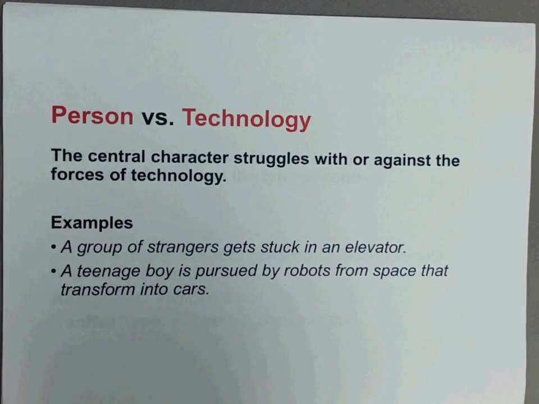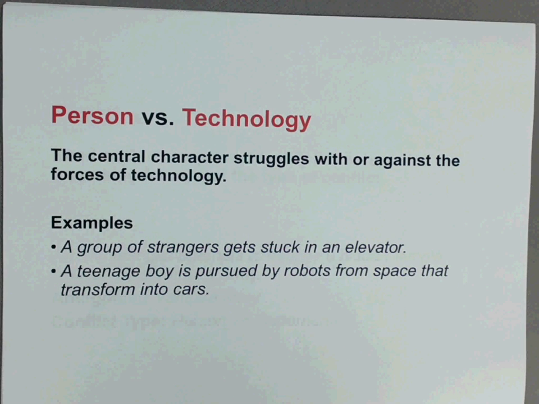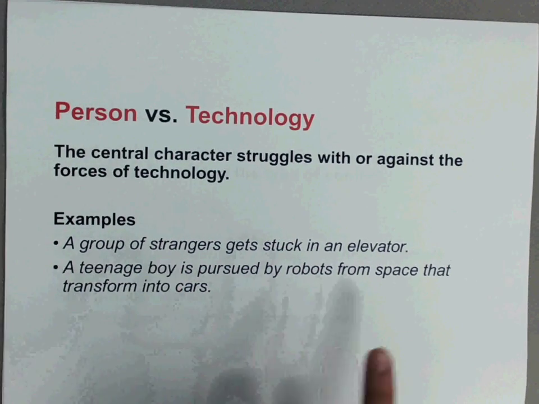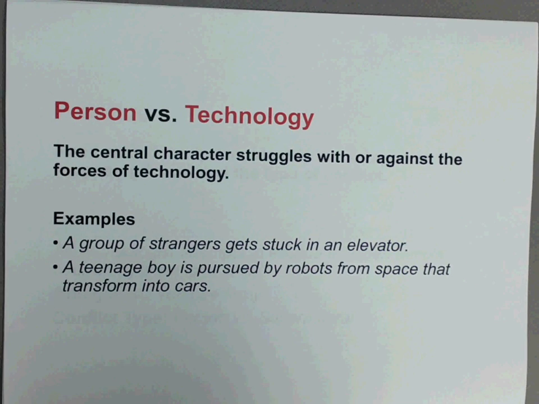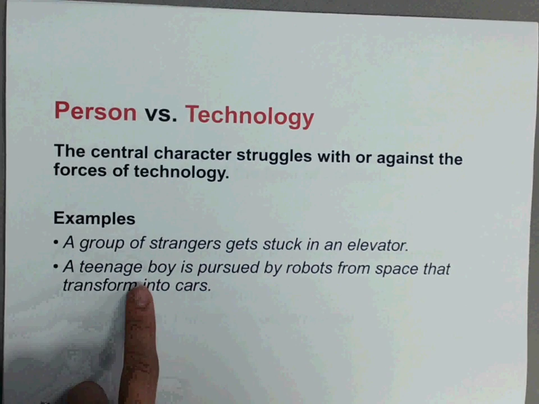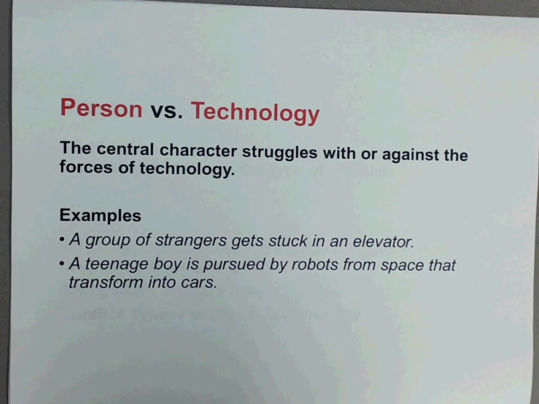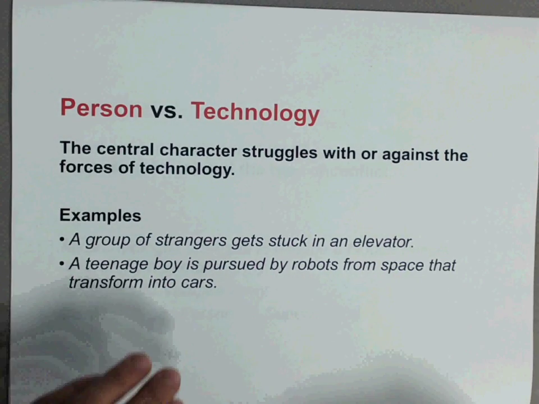Next, we have person versus technology. The central character struggles with or against the forces of technology. For example, a group of strangers gets stuck in an elevator, so it's the group of strangers versus the elevator. And a teenage boy is pursued by robots from space that transform into cars. Person is teenage boy. The technology is the space robots that transform into cars.